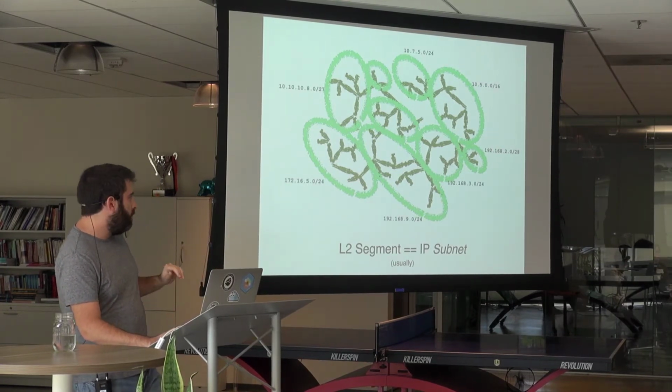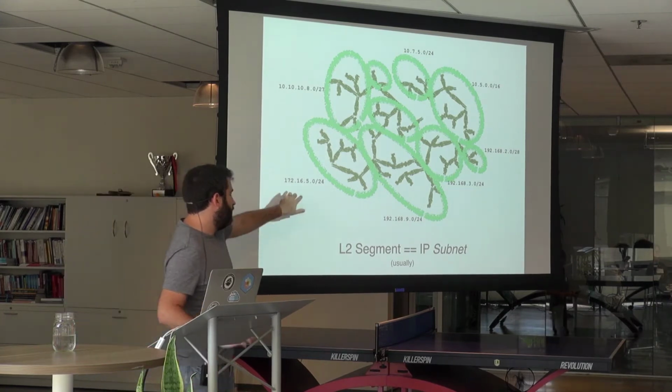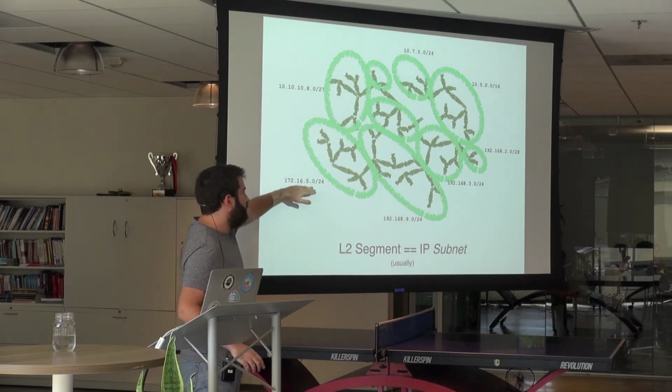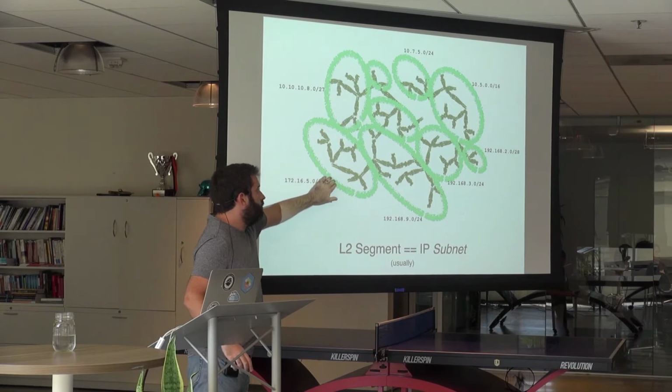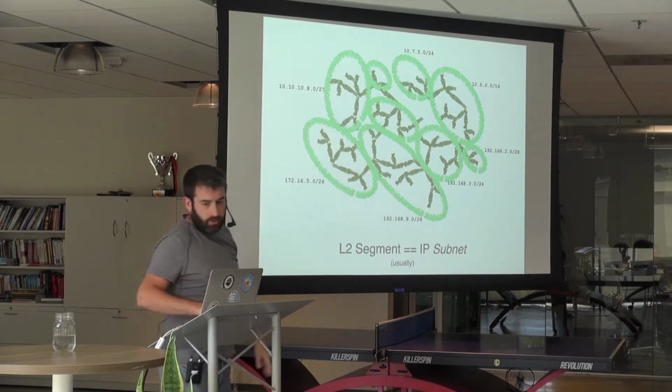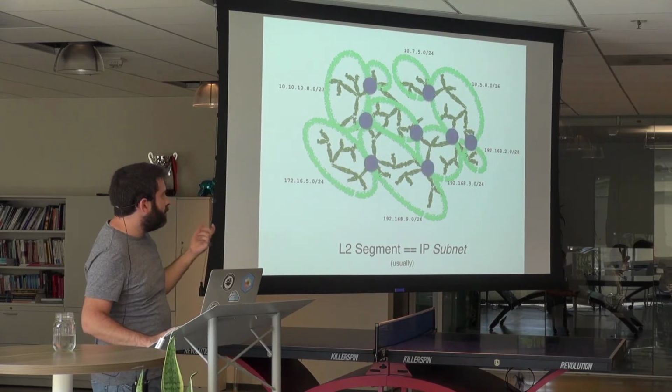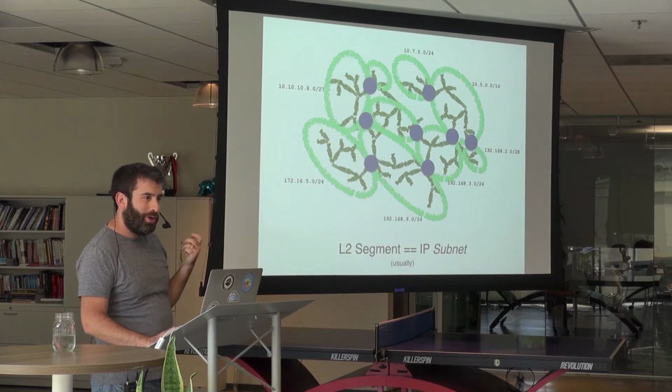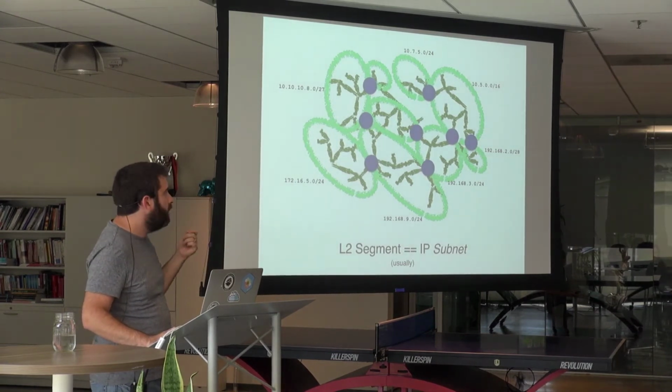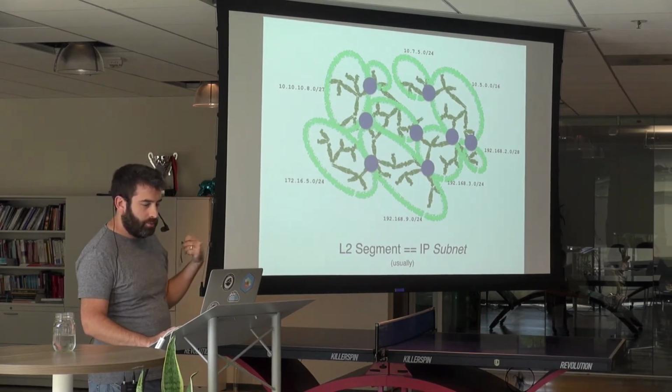So just to make this real, imagine you put this IP subnet on this layer 2 segment and that IP subnet on that layer 2 segment and so on. And then you could put these little blue dots between them, which are like IP routers. And the routers can route IP packets between the different subnets.